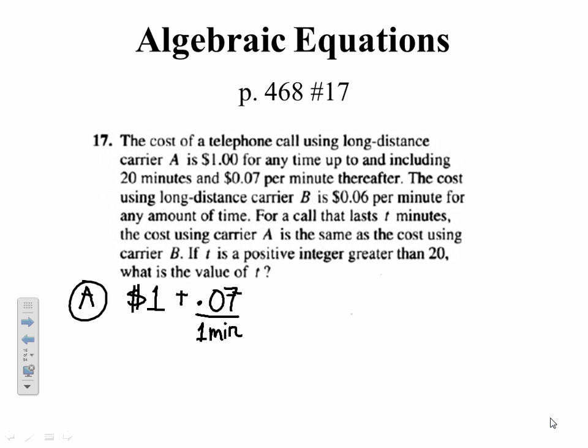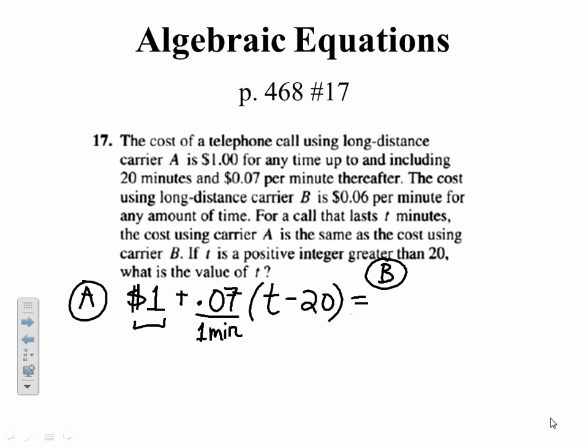for any minute thereafter. So the total minutes is going to be T, and then we need to cut out the first 20 minutes because those first 20 minutes have that unique cost of the $1. So we have to cut that out because that's taken care of by the dollar here. And then we need to set this equal to the cost of carrier B because we're trying to figure out when the T value makes these two different carriers charge the same amount.